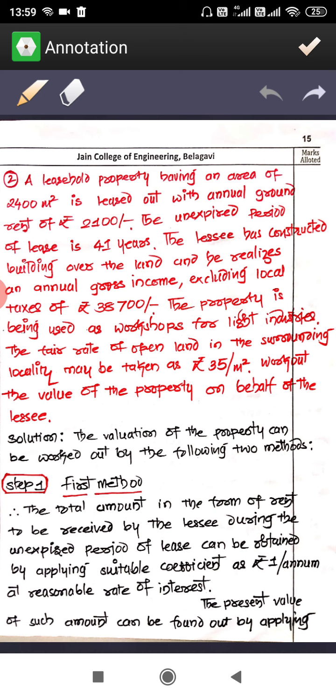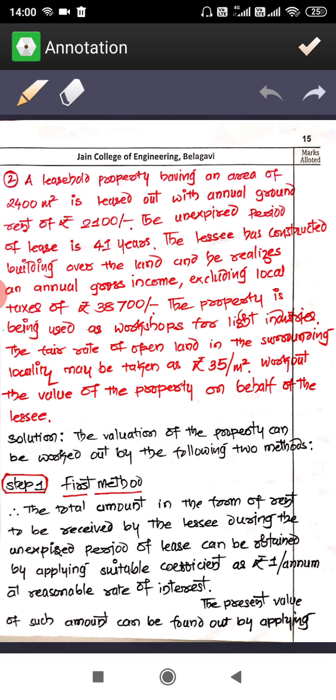Now the problem says that a leasehold property having an area of 2400 meter square is leased out with an annual ground rent of rupees 2100. The unexpired period of the lease is 41 years, so the lease period is given, that is a good thing. The lessee has constructed a building over the land, and he realizes an annual gross income excluding local taxes of rupees 38,700. The property is being used as a workshop for light industries.